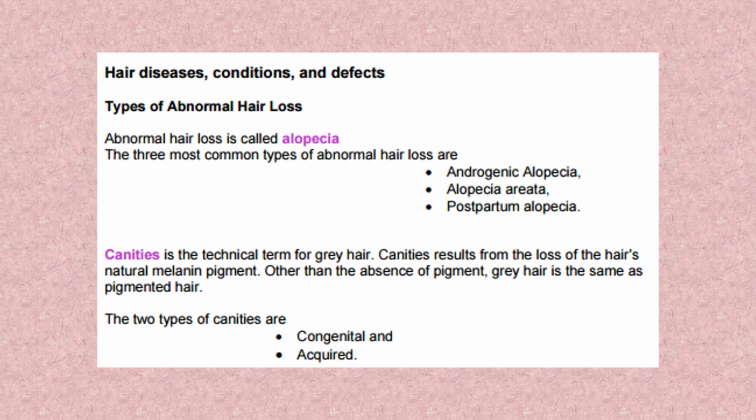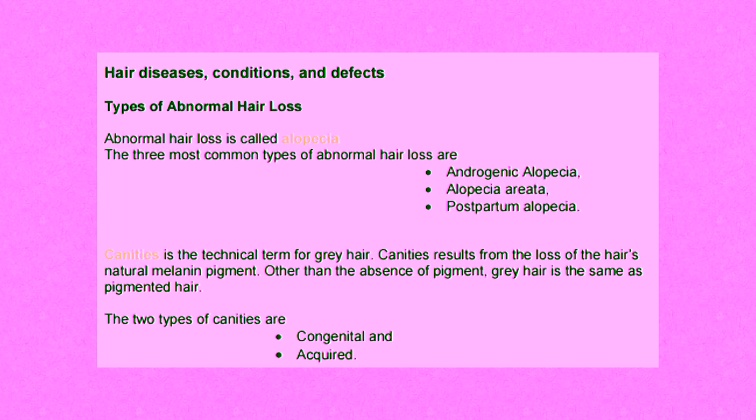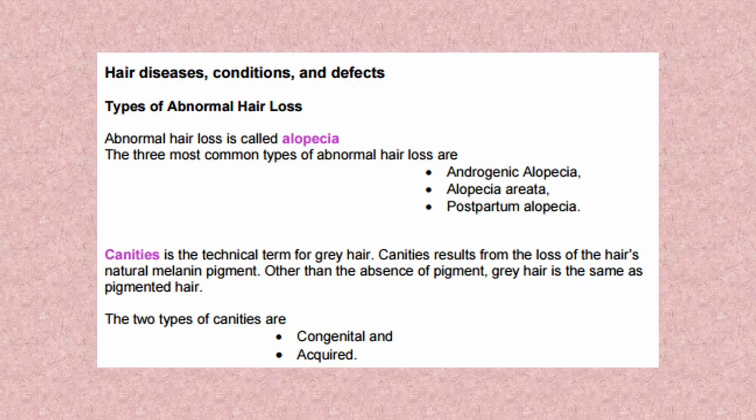Remember, androgenic is like male pattern baldness. Then alopecia areata, remember the word area, so it is hair that falls out in patches, like in different types of areas all over the head. And then postpartum is when you just had a baby, so thereafter your hair tends to fall out a little bit more.